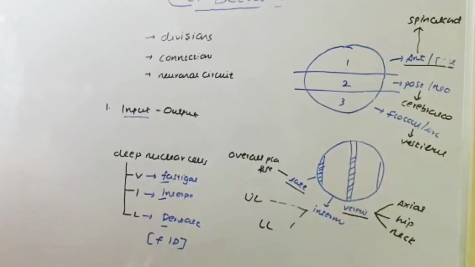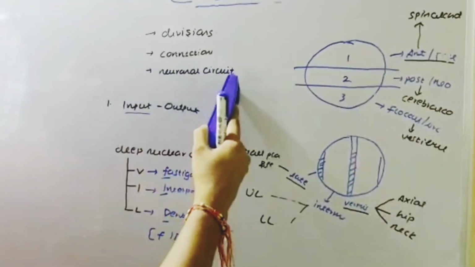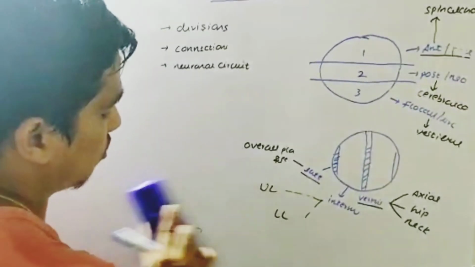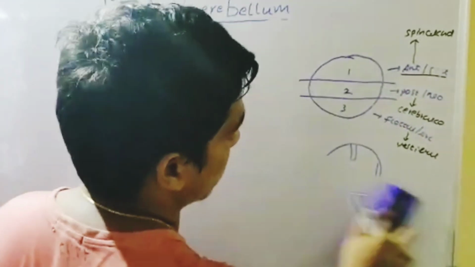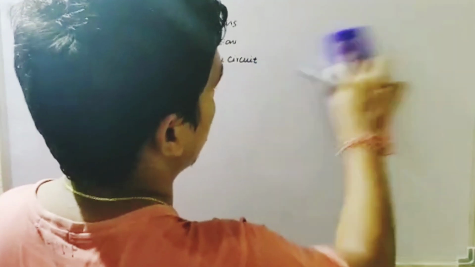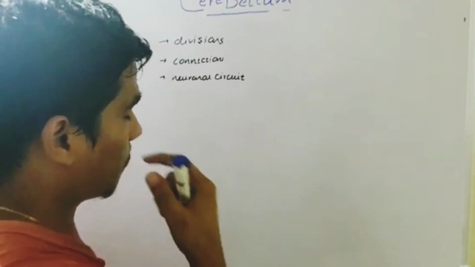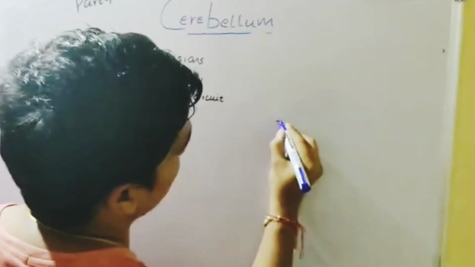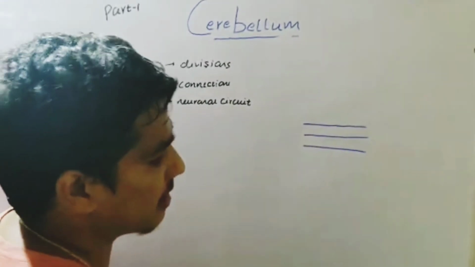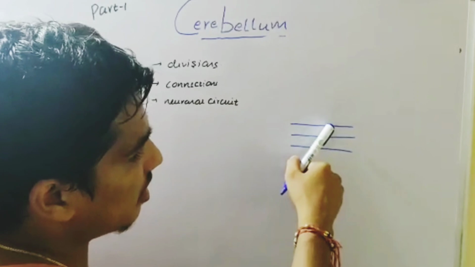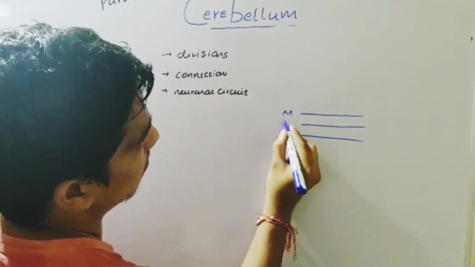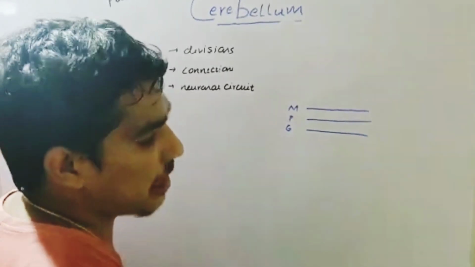So friends, let's see the next subtopic, the neuronal circuit of the cerebellum. To understand the neuronal circuit, you should know some basic points. The outermost part of the cerebellum is named the cerebellar cortex. This cerebellar cortex is arranged into three layers: the molecular layer, the Purkinje layer and the granular layer.